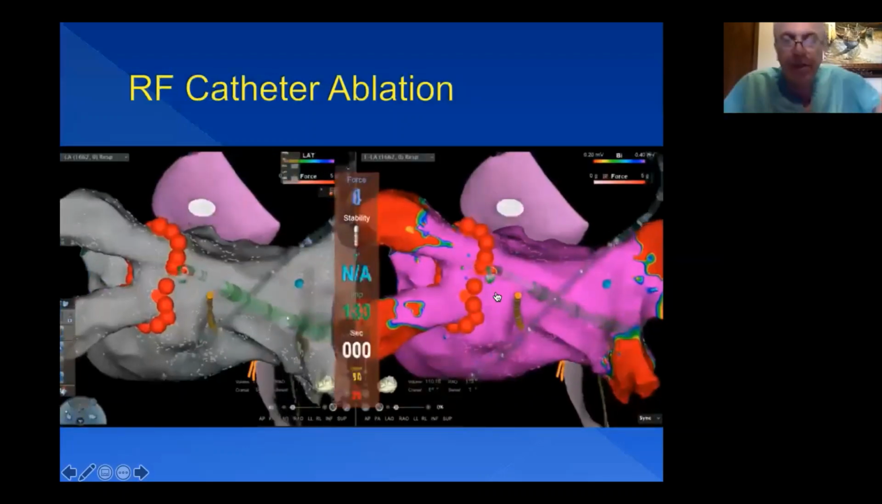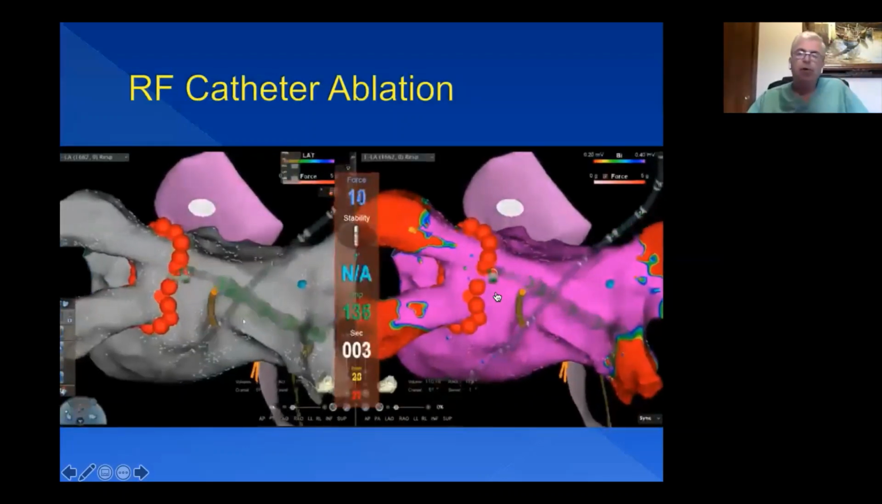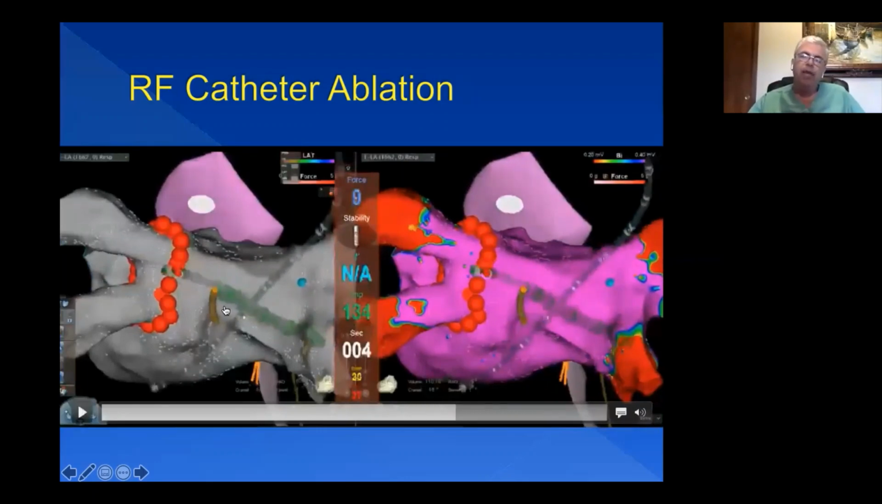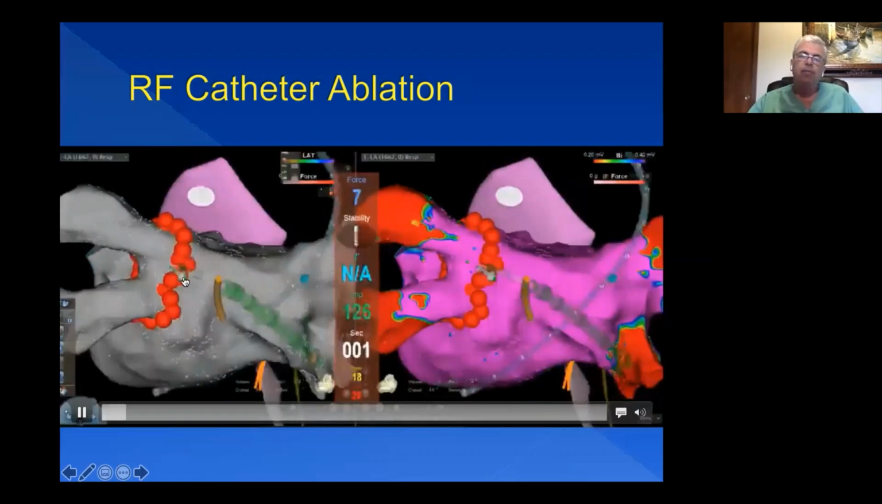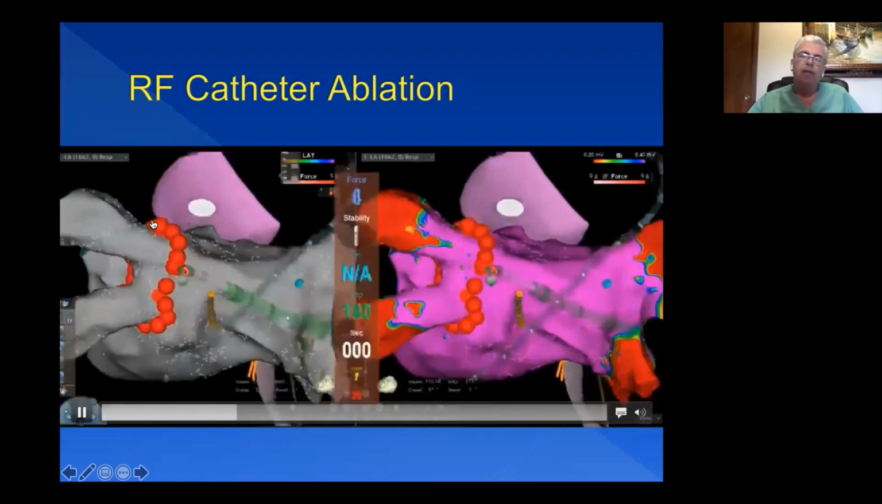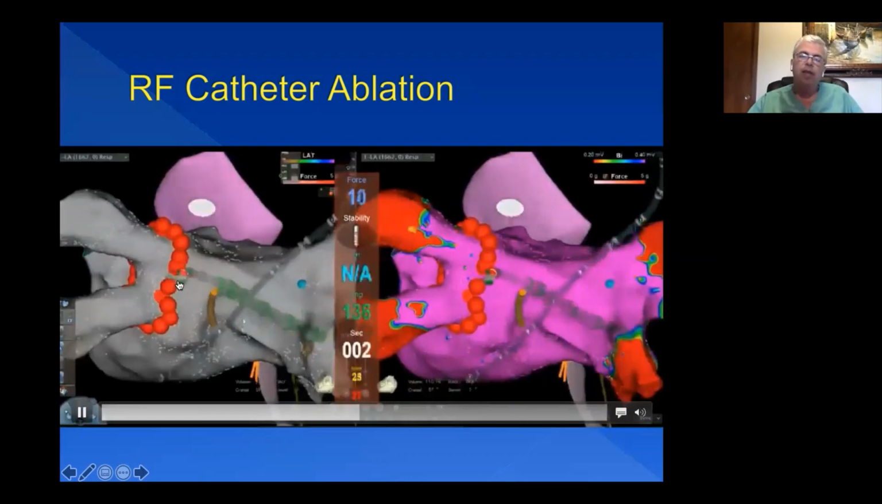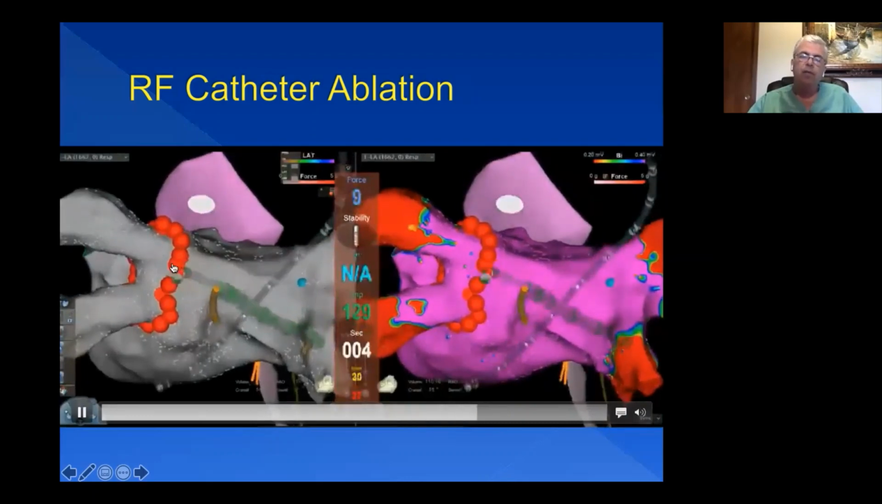This is another recent patient we did, and this is to show you the technology we have and how amazing it is. This is the catheter moving during the heart beating. We see the tip of the catheter. These are the dots. I put one at a time, and this is completing the fence.